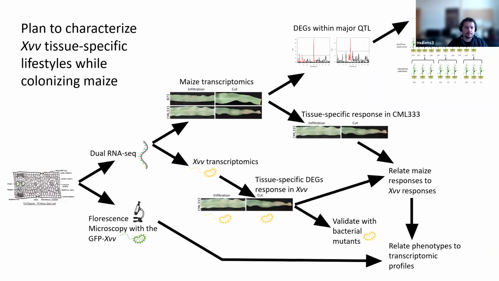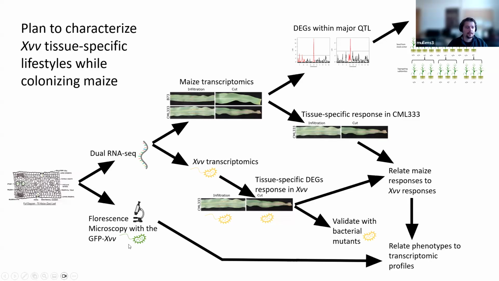So with this data in mind, we wanted to characterize this further. This was a flow chart of the plan that we had come up with at this point to try to figure out what was going on further. So I decided to do a dual RNA-seq experiment in which we got reads from both the plant and the pathogen.